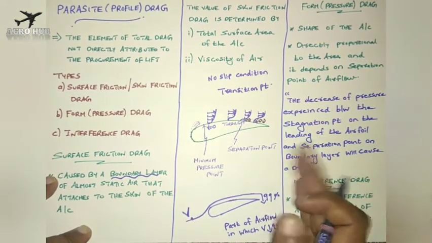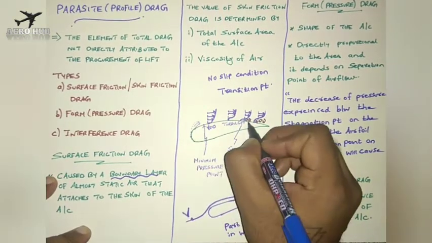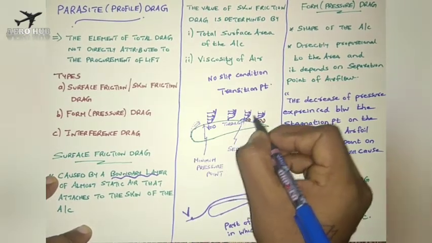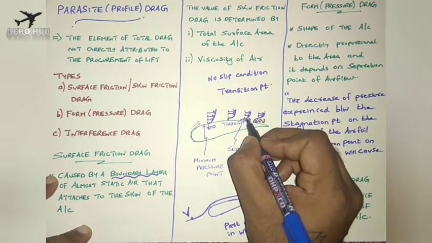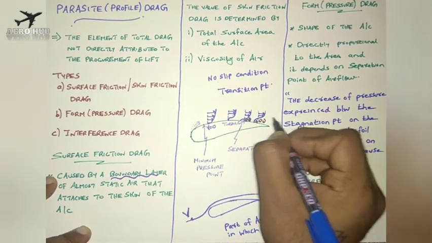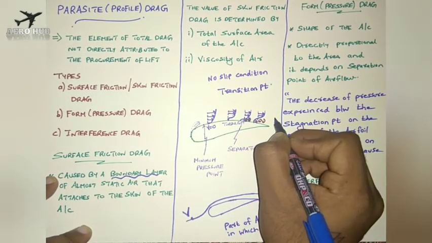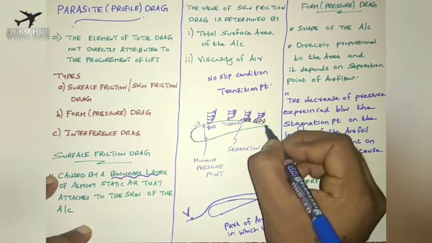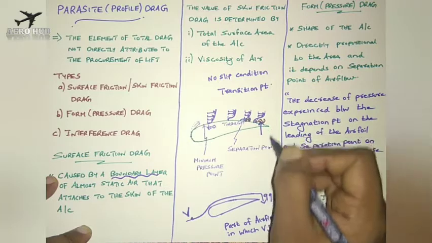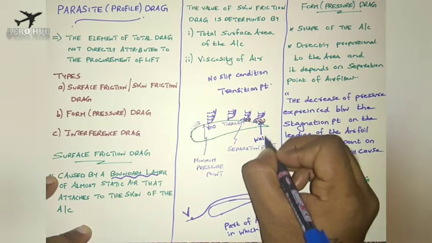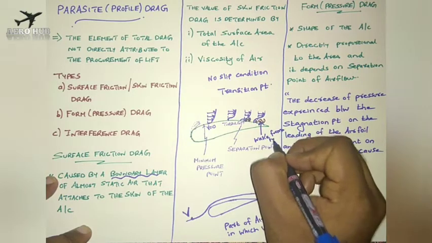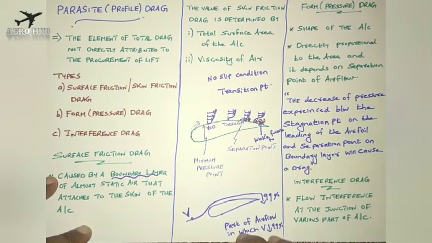Beyond the transition point, there will be a point called the separation point, and the flow will be reversed here. You can see the flow is flowing in this direction, but at this point the flow will be flowing in the reverse direction. That's called reversed flow. Finally, the entire airflow or boundary layer gets separated, and this is nothing but wake formation, also called reversed flow.